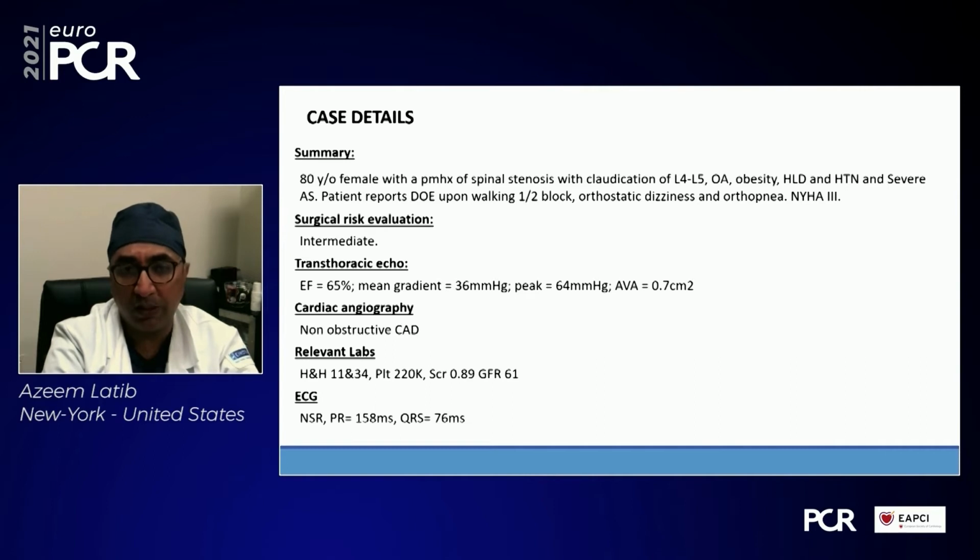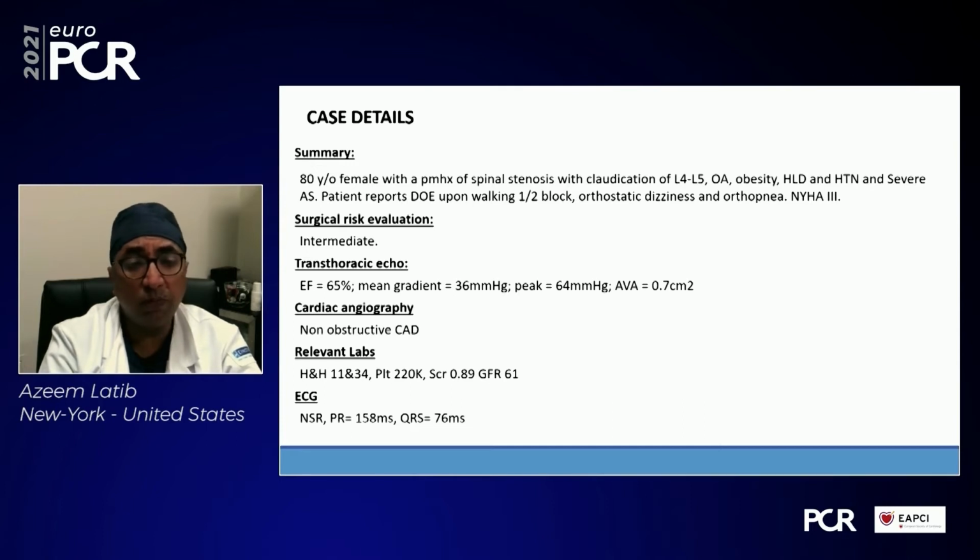She's an NYHA 3. As you can see from her medical history, she really doesn't have much as far as comorbidities or important risk factors. We called her intermediate risk based on her age, but she may even qualify as being really low risk. A transthoracic echo shows an ejection fraction of 65%, a mean gradient of 36, peak 64, and an aortic valve area of 0.7.